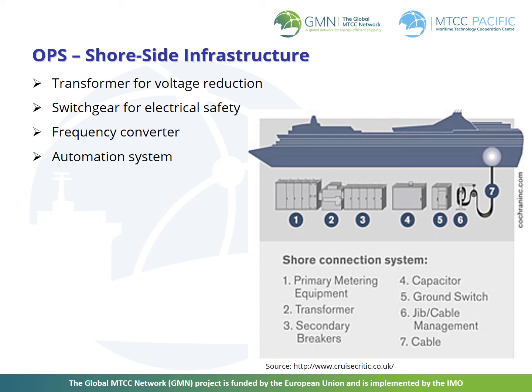Accordingly, the shoreside system requires the following. Note that the diagram illustrates the typical shoreside requirements. These are a transformer for voltage reduction. The transformer steps down the power supply from a voltage level optimized for distribution, for example 20 kilovolts, to one of the two voltage levels required by the ship.